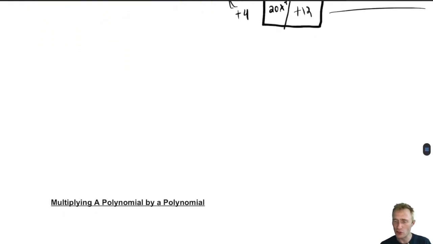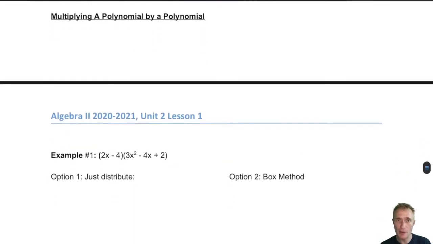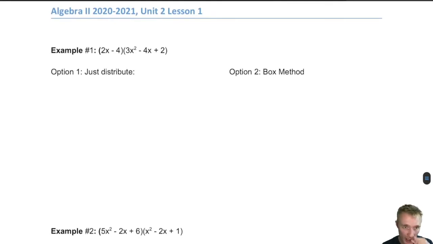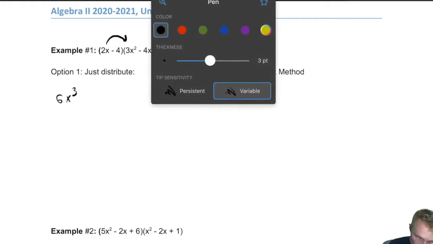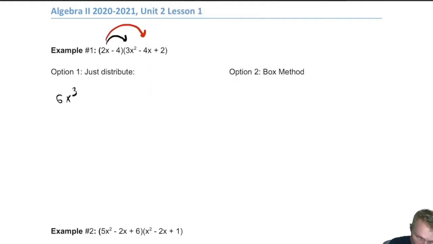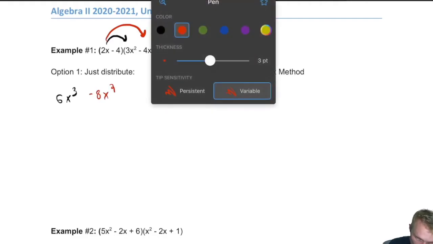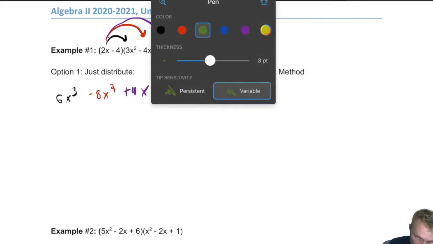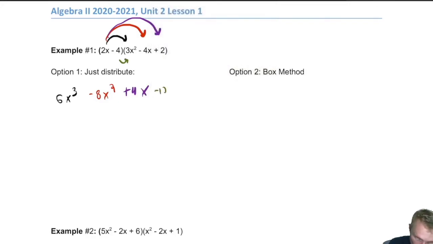Let's keep it rolling. We're going to do just 2 examples of a polynomial times a polynomial, just so you can see what a bigger example of this would look like. This is the point where just distributing, now we're going to have a whole boatload of these to do, so you might prefer the box method. If we just distribute 2x times 3x squared, 6x to the third, 2x times negative 4x, negative 8x squared, 2x times 2 plus 4x, negative 4 times 3x squared, negative 12x squared.